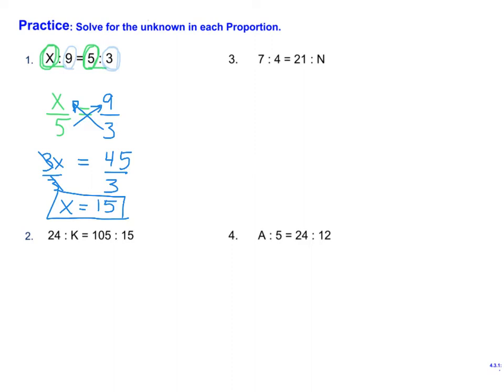So there are plenty of ways of doing the exact same question. Let's take a look at the second question here. It says 7 over 4, or 7 to 4, is equal to 21 to n.